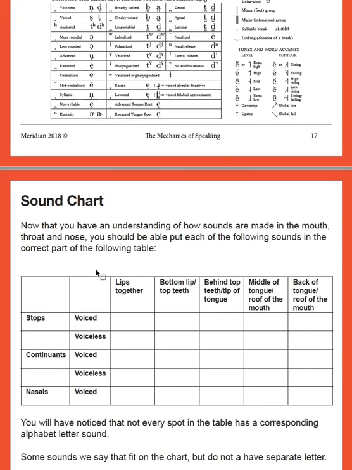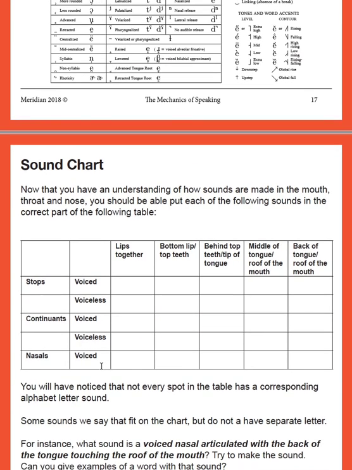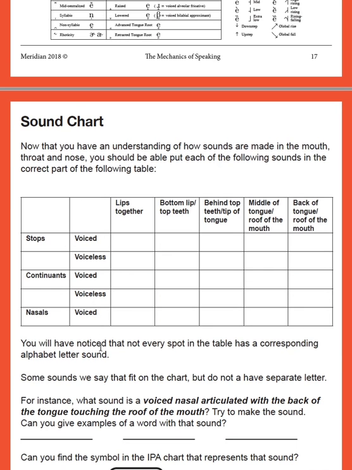Now, we've talked about the letters in the alphabet, and you should be able to put most of the letters that we've talked about somewhere on this matrix. So stops, that's like P and B and K and D and T. You should be able to put that in here according to how they're articulated and whether they're voiced or voiceless. The continuants, S, F, V, you should be able to once again put them in a square here according to exactly how they're articulated and whether it's voiced or voiceless. And the nasals, all the nasals are voiced. Not every square will be filled.